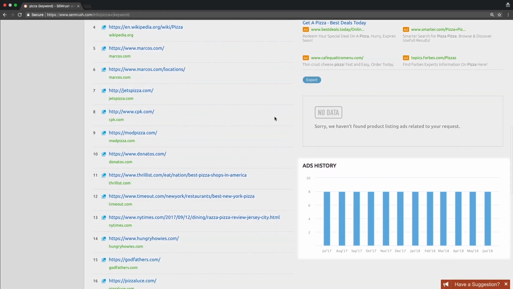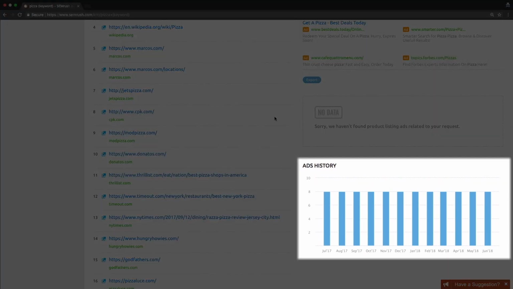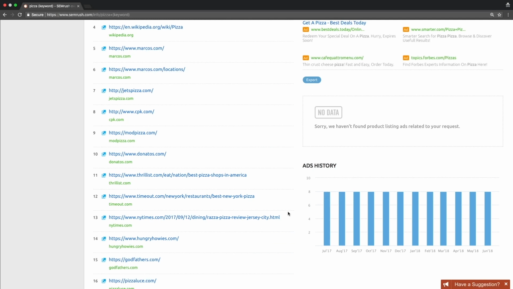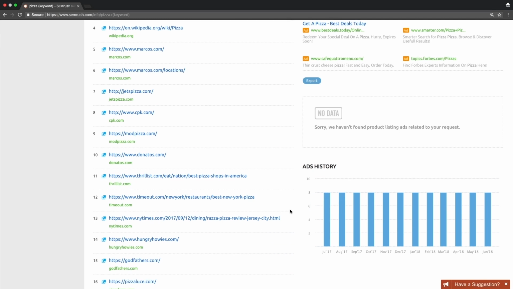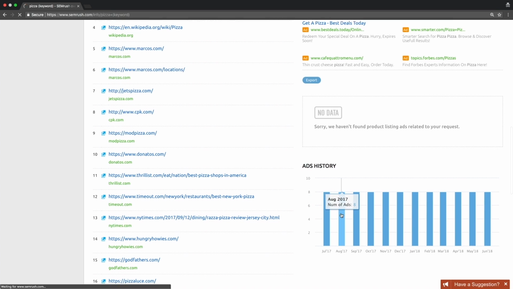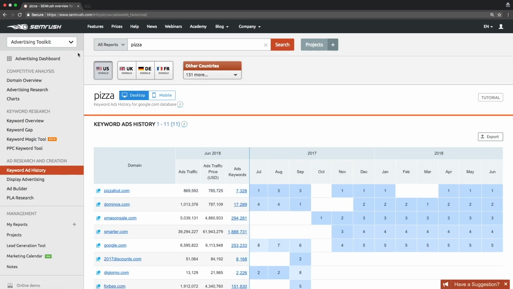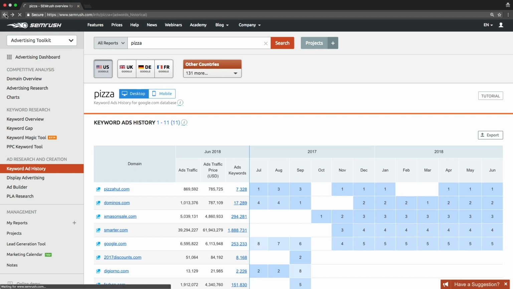Finally, there is the ad history graph. It shows the monthly number of ads SEMrush found for the queried keyword over the last 12 months. It shows how actively websites are bidding on the term. By clicking the graph, you will be redirected to the Keyword Ad History report. We will take a closer look at it in the next module.